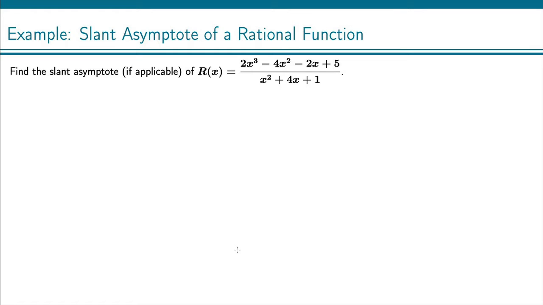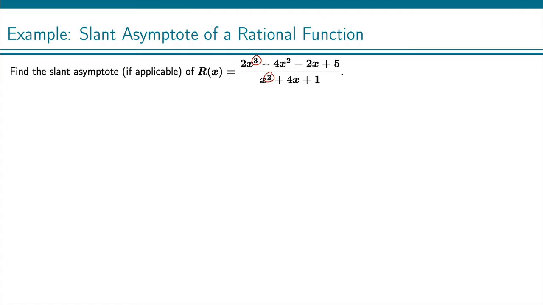Find the slant asymptote, if applicable, of r of x equals 2x cubed minus 4x squared minus 2x plus 5 over x squared plus 4x plus 1. In order to determine if we have a slant asymptote, we have to compare the degrees of the numerator and denominator. The degree of the numerator here is 3, and the degree of the denominator is 2.